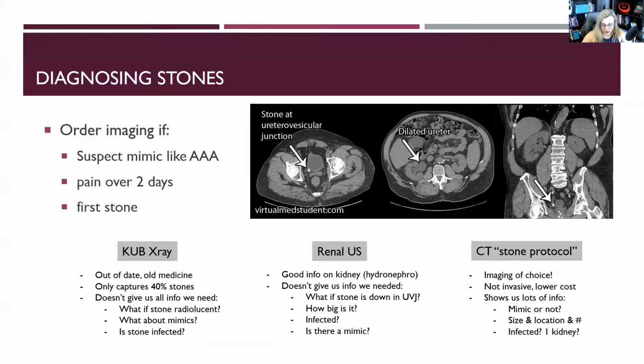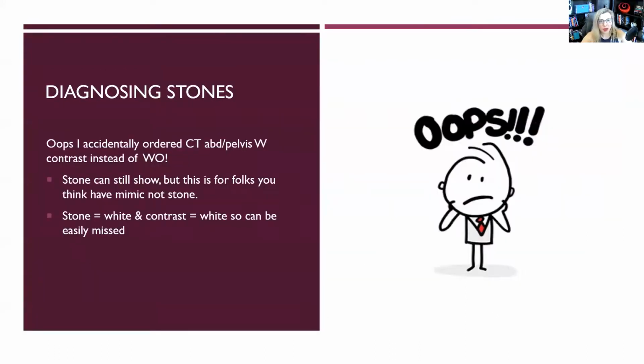Now I have one more bit of information for you. I've had several of my nurse practitioner and PA and even some other colleagues come up to me and say, I accidentally ordered a CT with contrast because that's typically what we do for belly pain, and I didn't think about ordering it without. What do I do? I think it's a kidney stone now. The answer is don't panic.